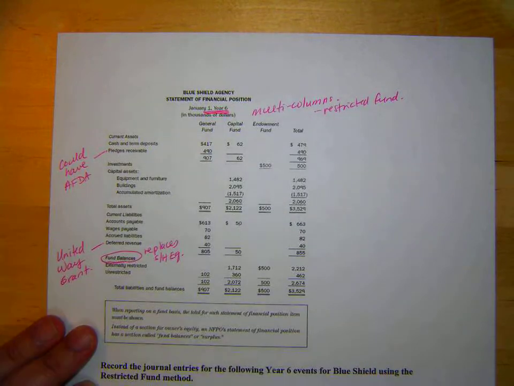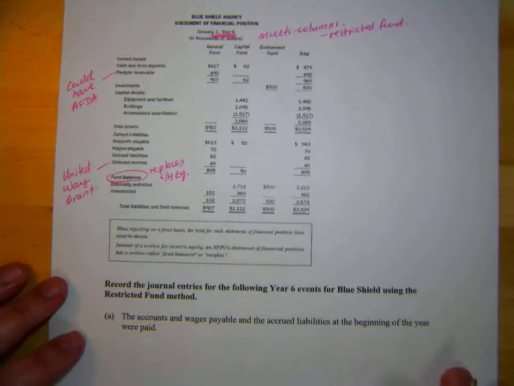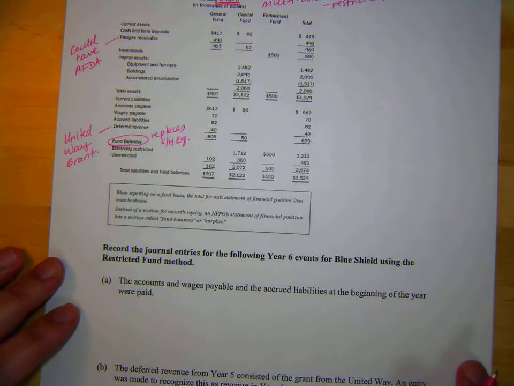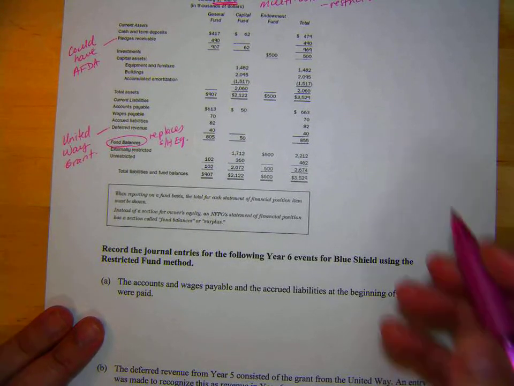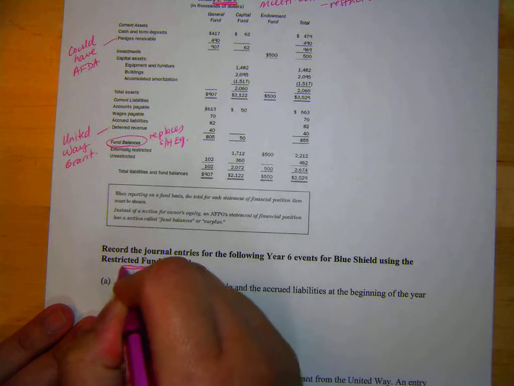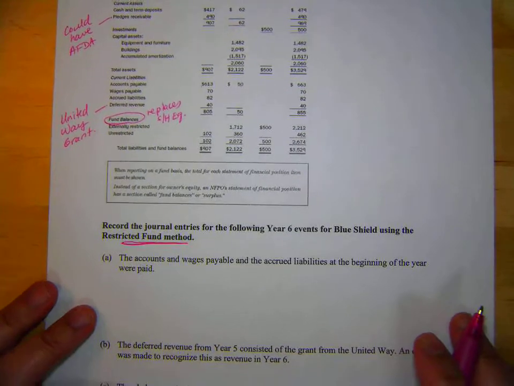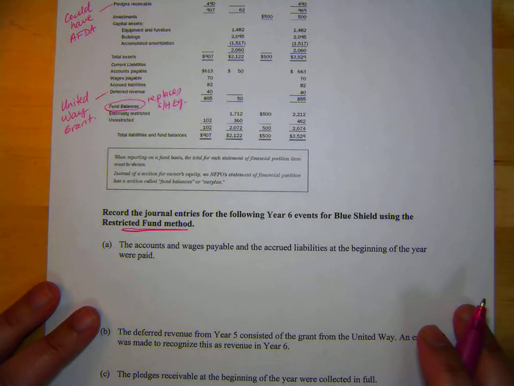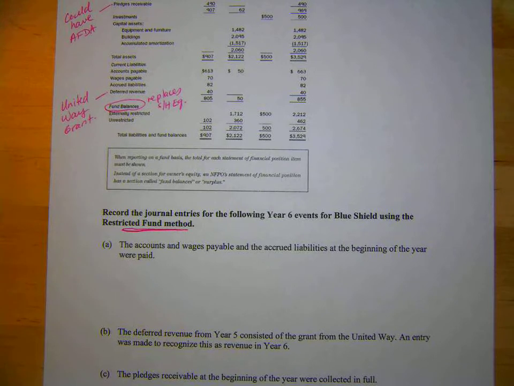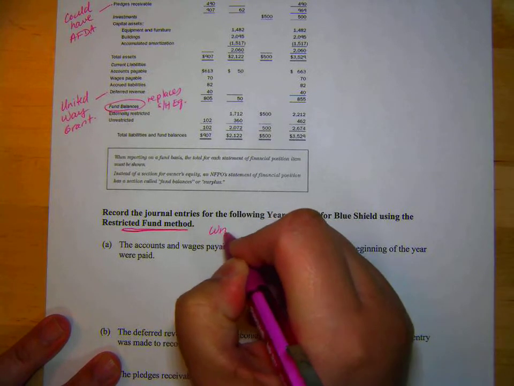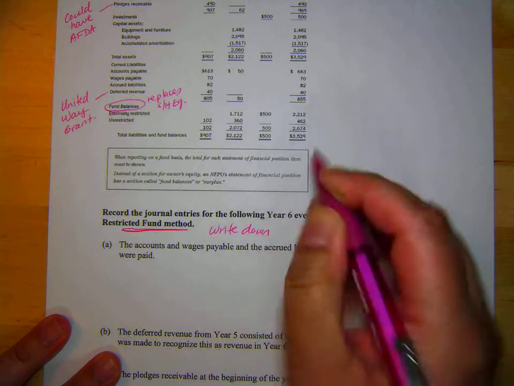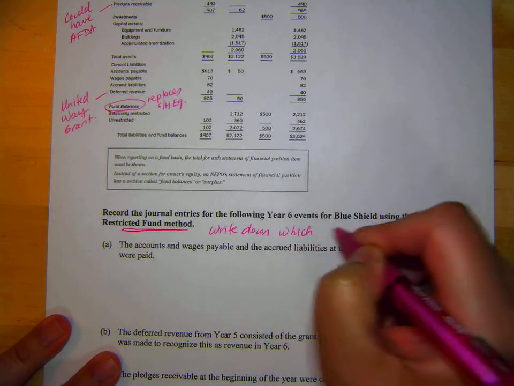Remember, we are using restricted fund method. Now, when you have a restricted fund method, there's different ways you can indicate which fund it's going in. Because you might have revenue for 3 different funds: general, endowment, and say capital. So you can either write down which fund the transactions are going into. So that's what I'm going to do on the paper here.